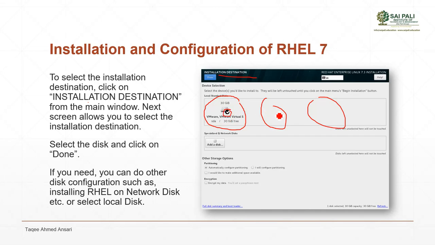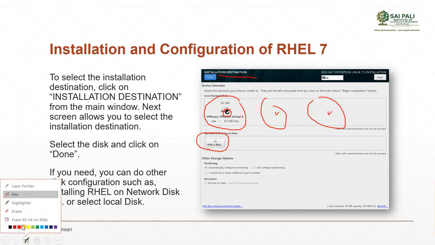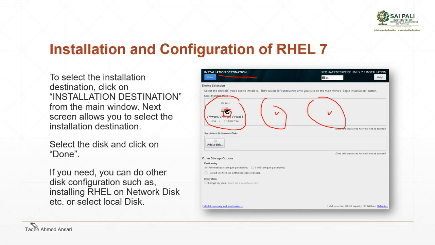So if you select the other one, the other one will be ticked. That means the tick means that you are going to install it on this hard disk. Now if it is not showing here, then you can add it from here. Now this add disk option is for some specialized network hard disks.